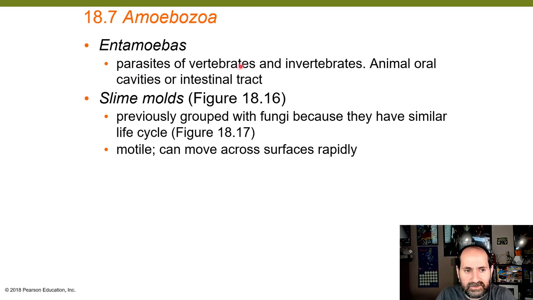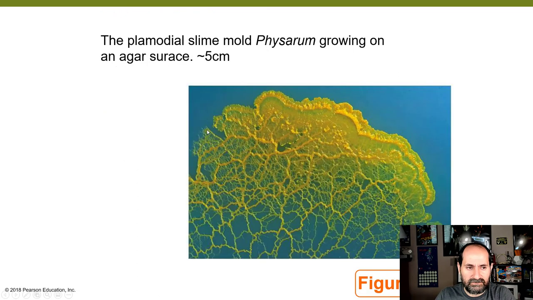What are the entamoebas then? Entamoebas are parasites of vertebrates and invertebrates. You can find them in animal oral cavities or in the intestinal tract. Slime molds, on the other hand, were previously grouped with fungi because they have similar life cycles to fungi, believe it or not. They can make a stalk with the spores on top as part of their life cycle. But they're not fungi. They are molds, actually. And they are motile. They can move across surfaces rapidly. Here's an example of the slime mold.